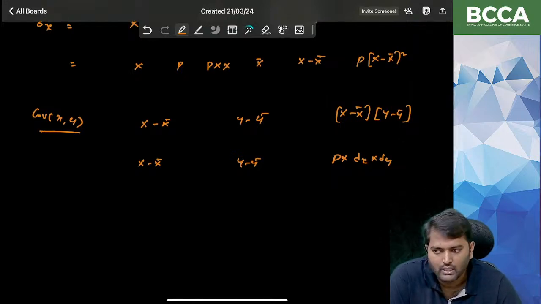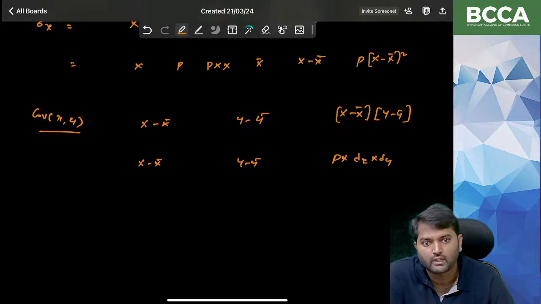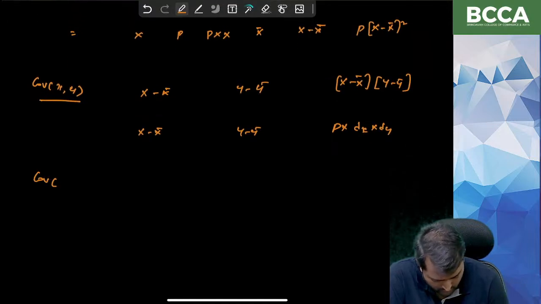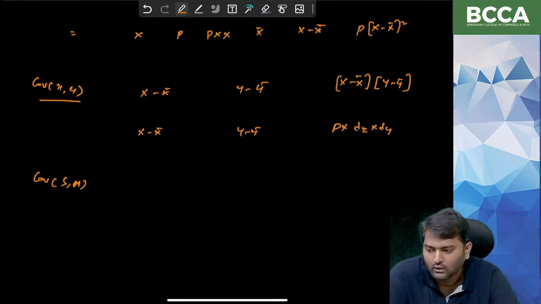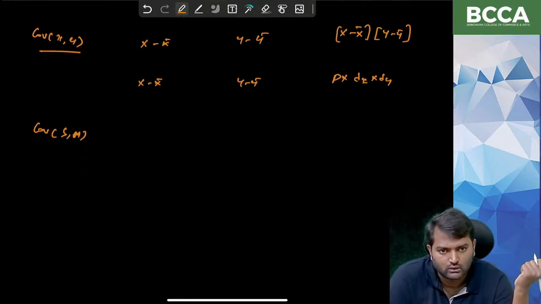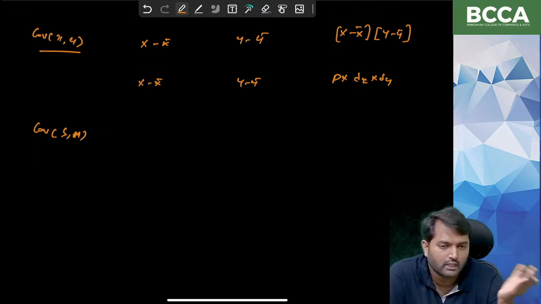They may ask you to find out the covariance of security x comma security y. That denotes co-movement of security x and y. But while calculating beta, we would be finding out covariance of s comma m. What is covariance of s comma m? It denotes the covariance of security and market, the co-movement of security and market.